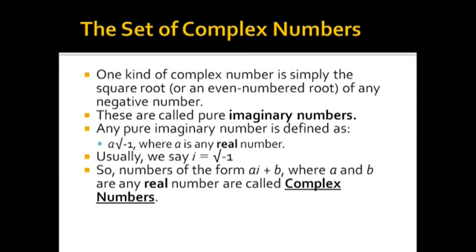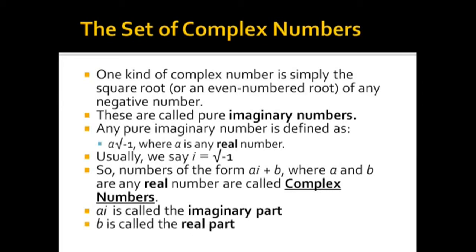So numbers of the form ai plus b, where a and b are real numbers, are called complex numbers. Okay, they're called complex numbers. So ai is called the imaginary part, and b is called the real part. So this ai plus b is pretty important. a is a real number, b is a real number, i is the square root of minus 1, and we're saying that when you add these two terms together, you get a number that is complex. And that complex number has two pieces to it, one called the imaginary part, the other called the real part.